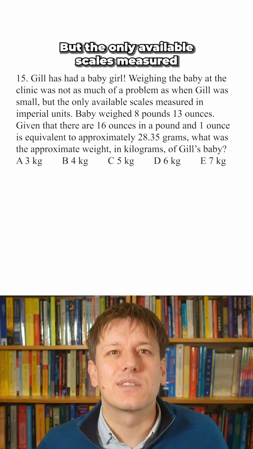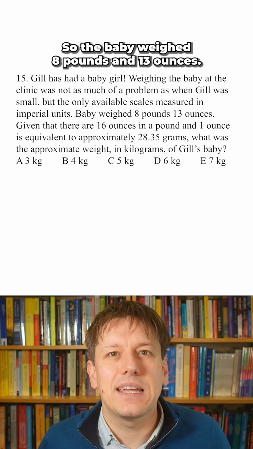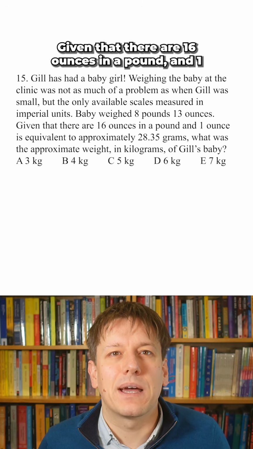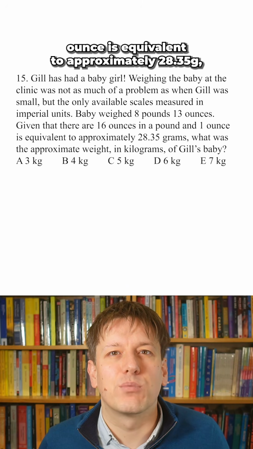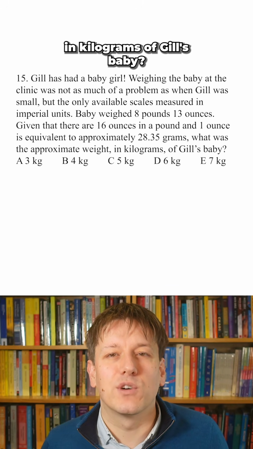But the only available scales measured in imperial units. So the baby weighed 8 pounds and 13 ounces. Given that there are 16 ounces in a pound and 1 ounce is equivalent to approximately 28.35 grams, what was the approximate weight in kilograms of Gill's baby?